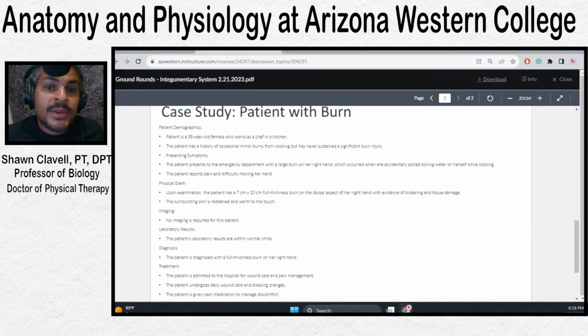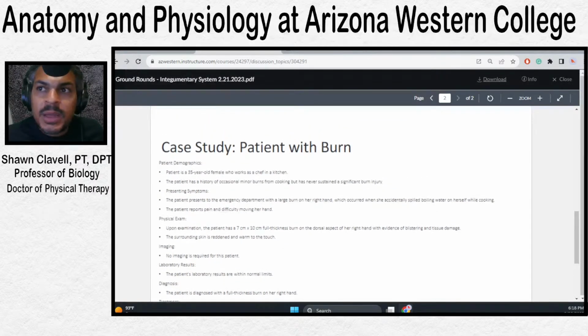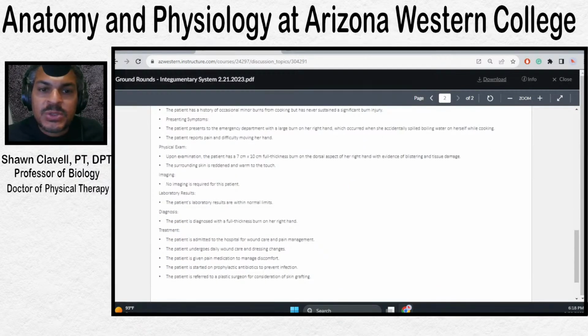So in our case study here, we have the pretty descriptive language of 7 centimeter by 10 centimeter full thickness burn of the dorsal aspect of the right hand. So what does that mean, right? What does that mean? Where is that injury located? How big of an injury is it? And so you would help to explain that, trying to tell us a story based on the information that you have.